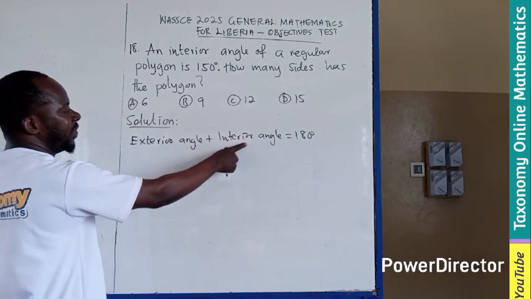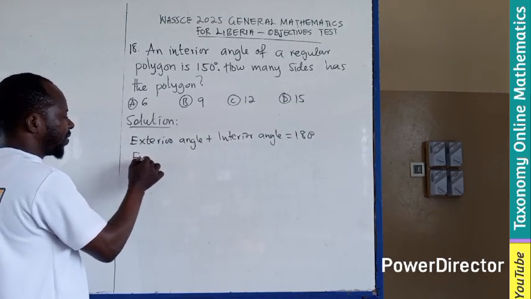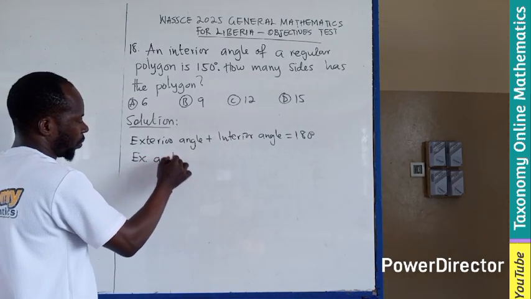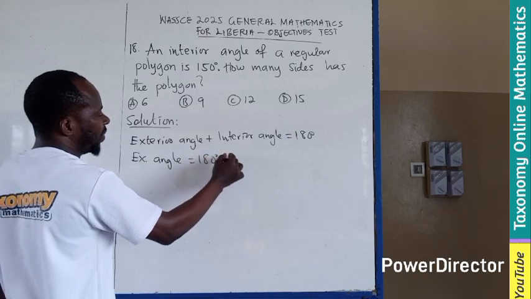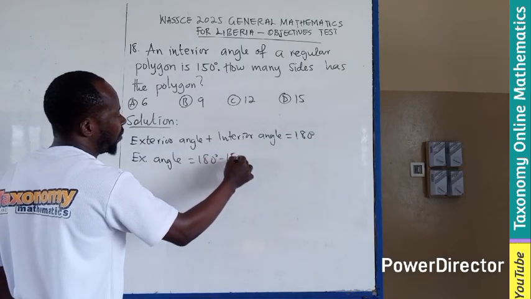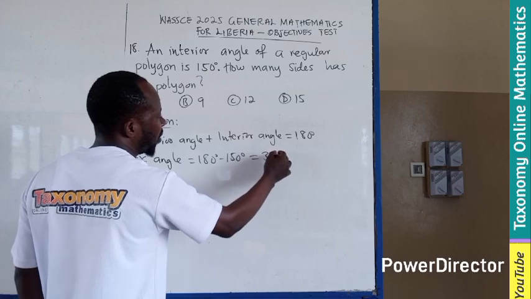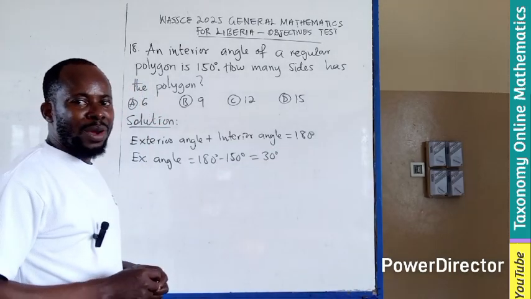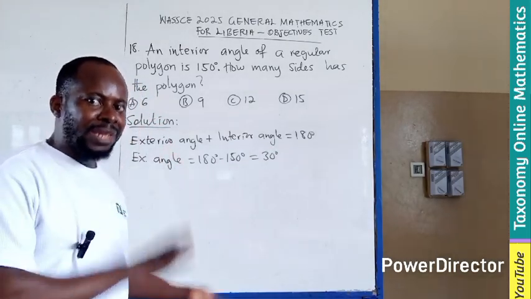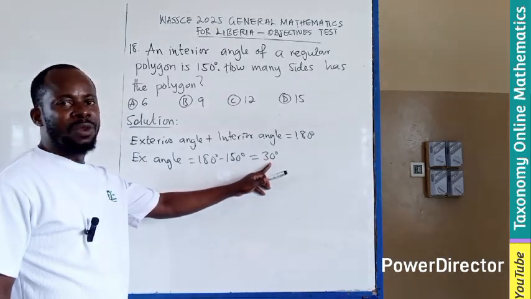So if I know the interior, it means that the exterior angle is going to be 180 minus what? 150 degrees, and that gives us what? 30 degrees. You are wondering why I'm using exterior. You've mentioned interior. But this is the exterior angle.